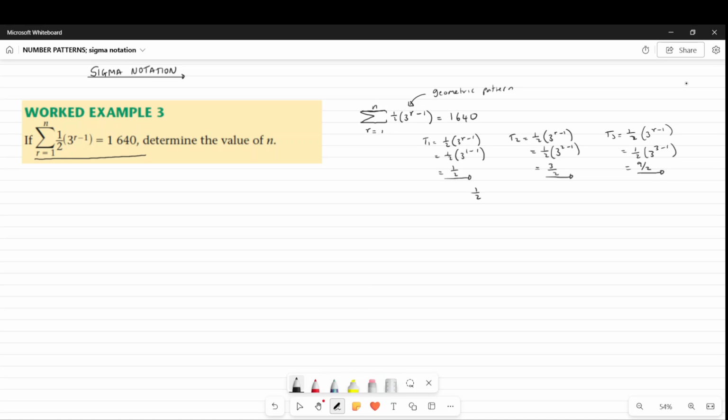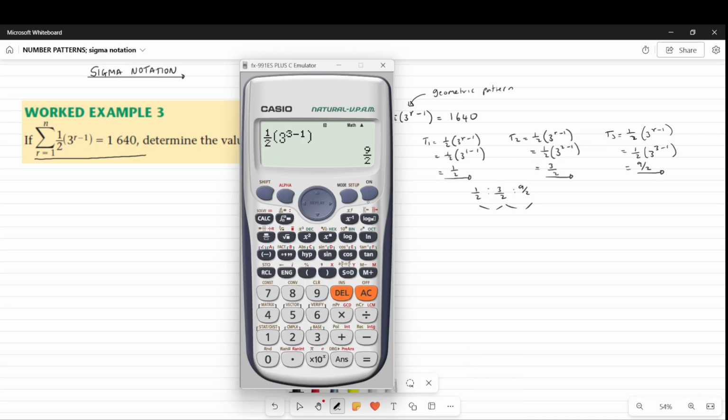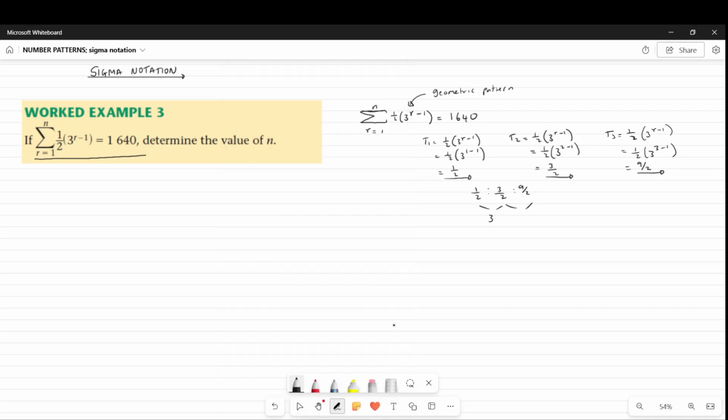Now we need to get the common ratio. So we have half, 3 over 2 and 9 over 2. So let's get the common ratio. 3 over 2 divided by 1 over 2 gives us 3. And I'm pretty sure 9 over 2 divided by 3 over 2, the 2 and 2 cancel out, and you'll be left with 3. So this is going to be r. So now r is 3.